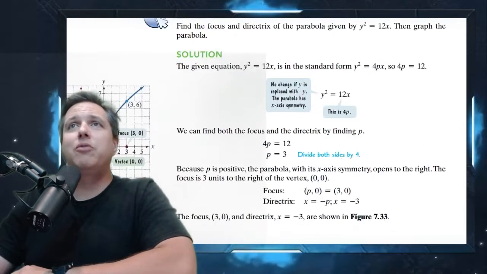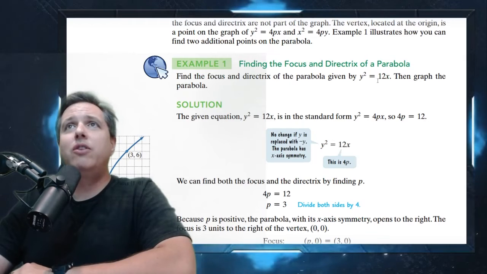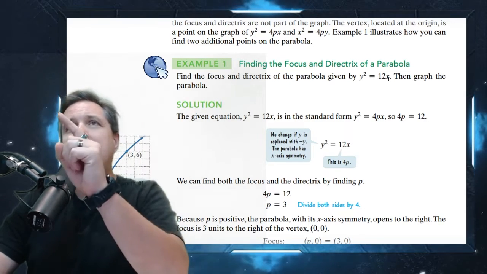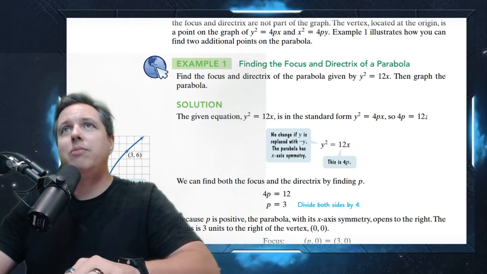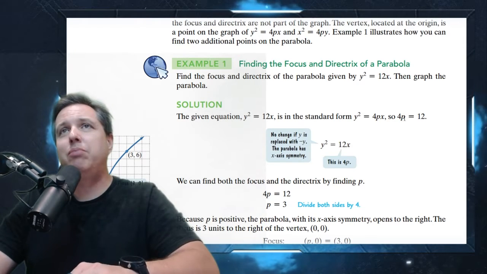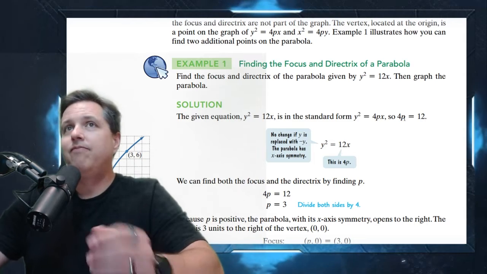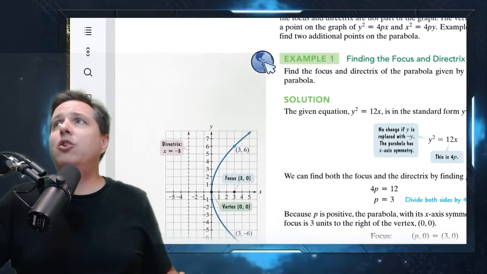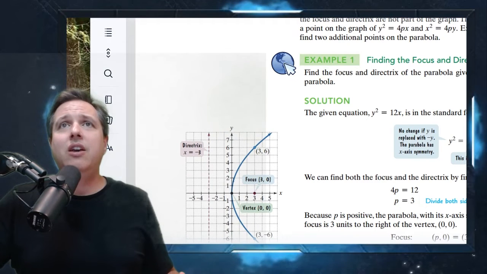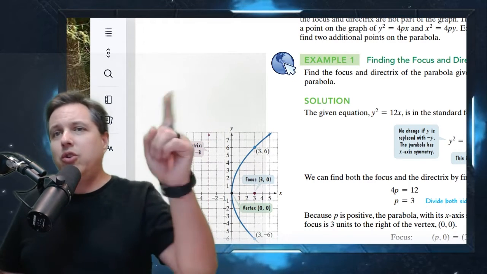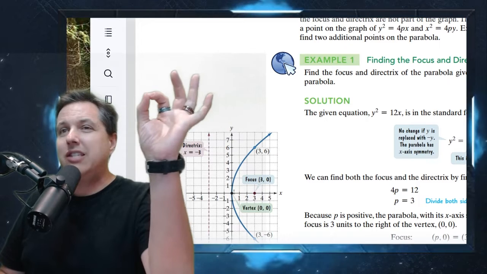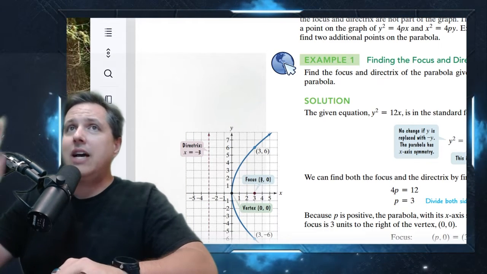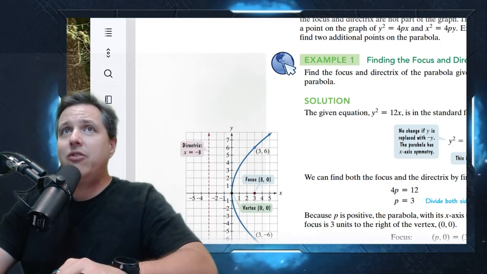So down here in this problem, when we're given y squared equals 12x, we need to write that as y squared equals 4px. That makes p 3, because the 12 breaks down as 4 times p, then p must be 3, because 4 times that thing equals 12. Then we can see in our picture the vertex is at the origin. We're doing problems right now where the vertex is at the origin. And then the focus is at (3, 0). The 3 is from the p value.